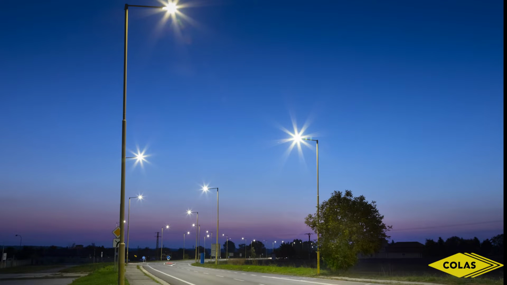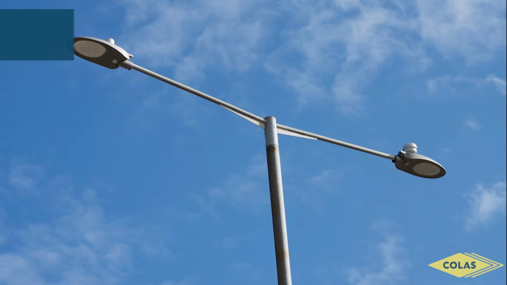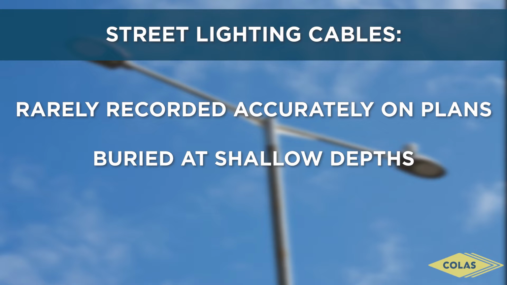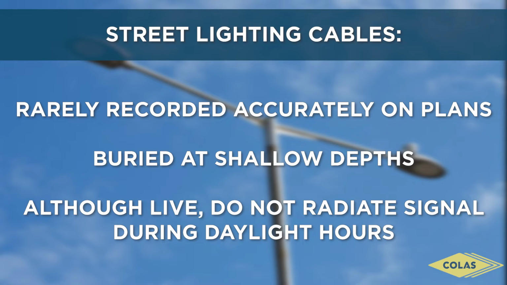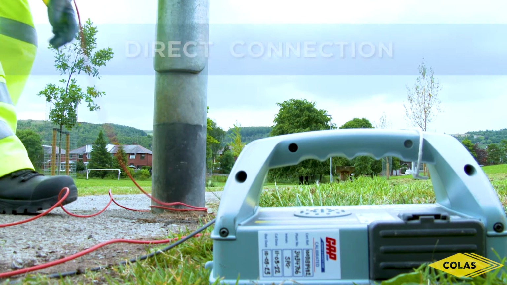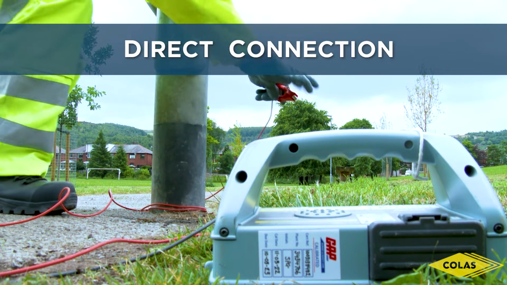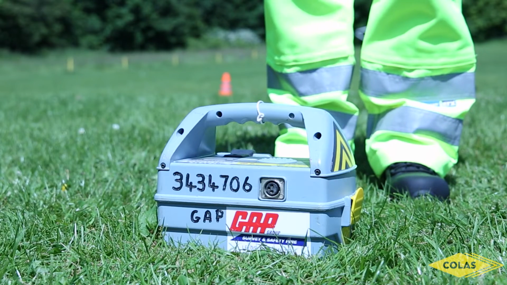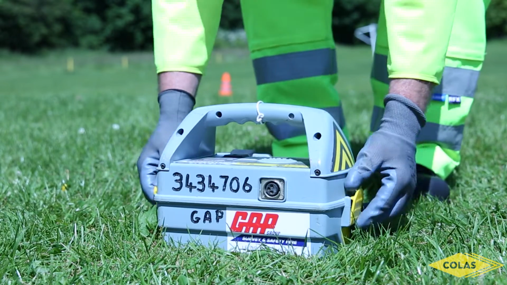Some services can be difficult to locate. Street lighting cables, for example, are rarely recorded accurately on plans. They are buried at shallow depths, and although they are still live, often do not radiate a signal during daylight hours. In this scenario, you will need to use the direct connection method to locate the service. This method will induce a signal into the cable or service you are attempting to locate.